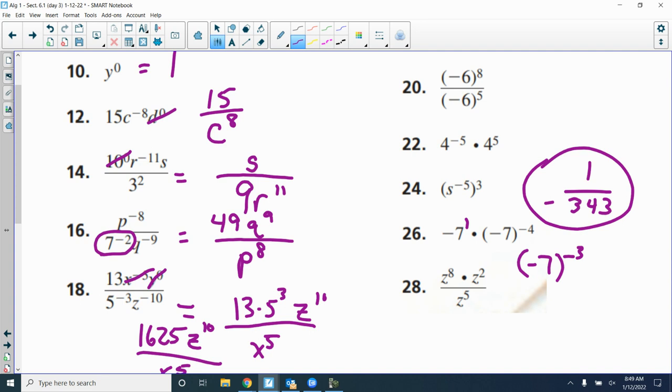Guys, what do we got here? What do I do with my z's on top? Add them. What do you got, Mace? Z to the 10th, right? But I still have what on the bottom? Z to the 5th. What do I do with the exponents if I'm dividing? Subtract them. Where do I have more z's, top or bottom? Top. What is 10 minus 5? So z to the 5th is my final answer. That one's done.